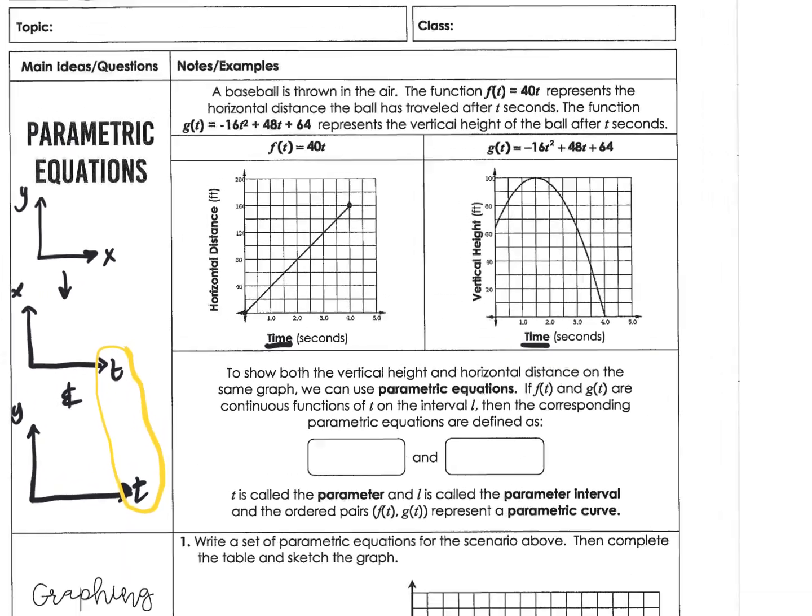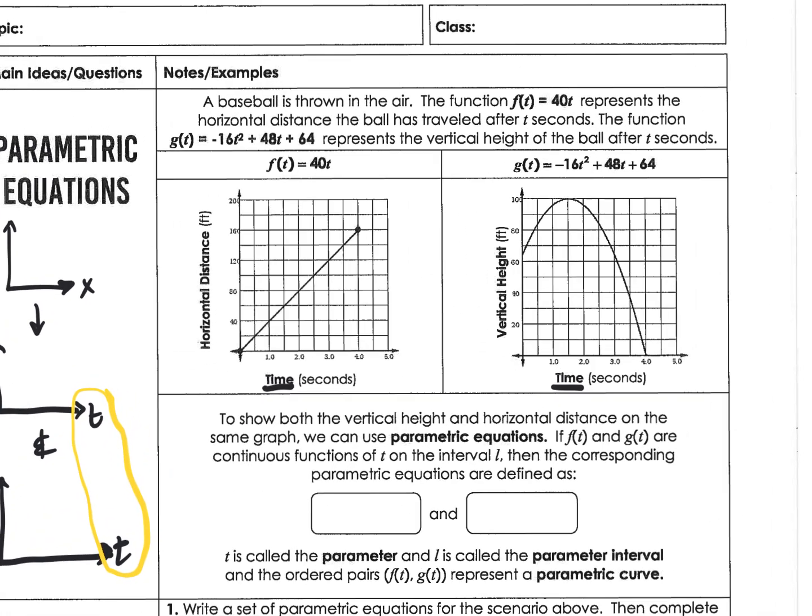All right, so let's look at an example here. It says a baseball is thrown in the air. The function f of t equals 40t represents the horizontal distance the ball has traveled after t seconds. And the function g, which is g of t, which is negative 16t squared plus 48t plus 64, represents the vertical height of the ball after t seconds. So what we're getting is we're getting the x value here, and we're getting the y here, aren't we? So the horizontal distance would be like x, how x changes over time, and the vertical would be how y changes over time.